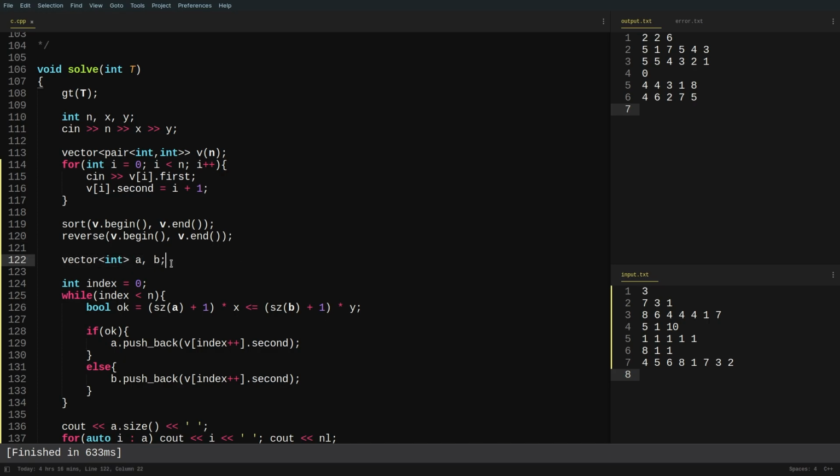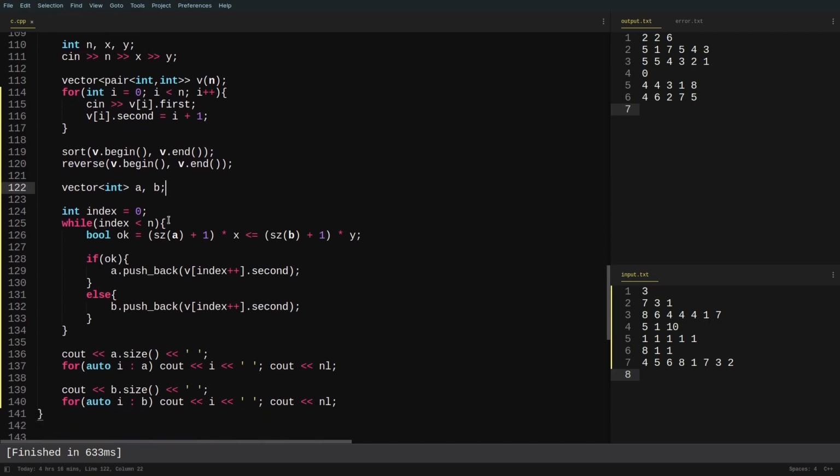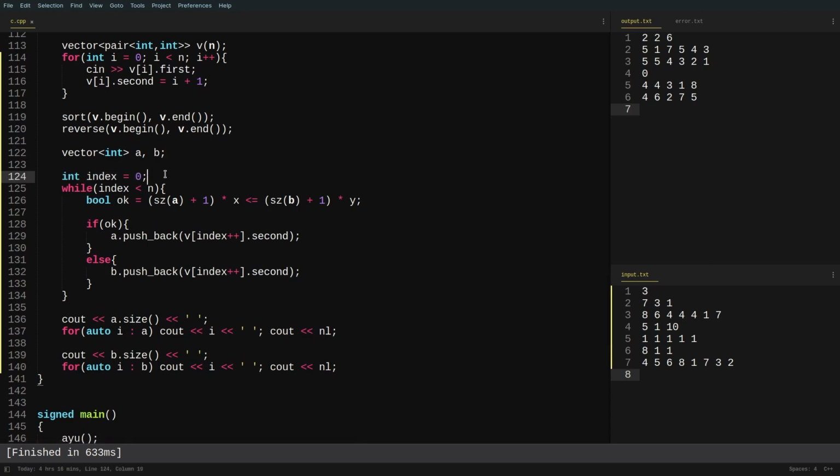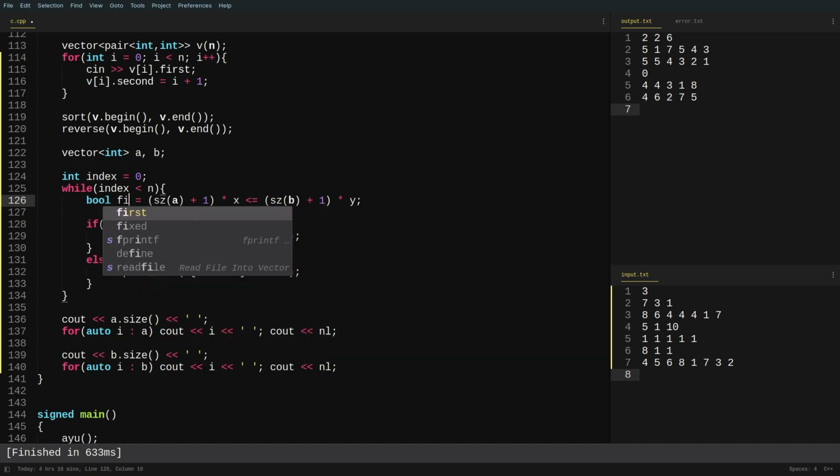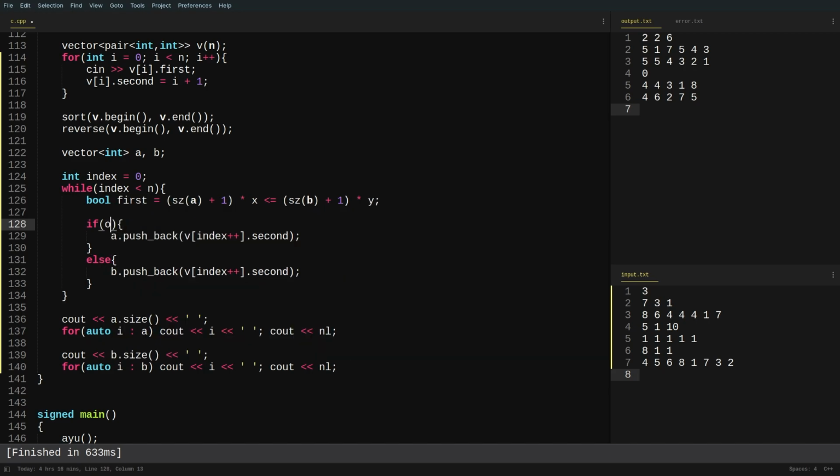Now I create two vectors A and B which will be storing the final output, and I initialize my index from 0 and I'm just running a simple for loop till less than n. Now I have taken this variable, which actually tells which is the correct place to keep the ball. So I can also write it first, then it will be much better. So if first is true, that means I can place the ball in the first vector, otherwise I have to place it in the second vector.